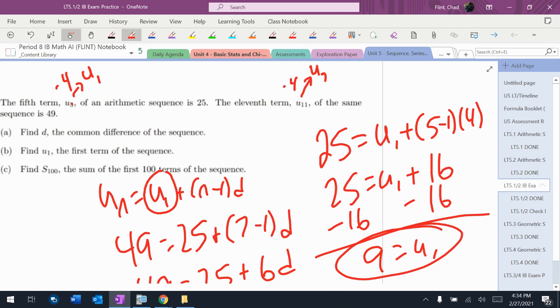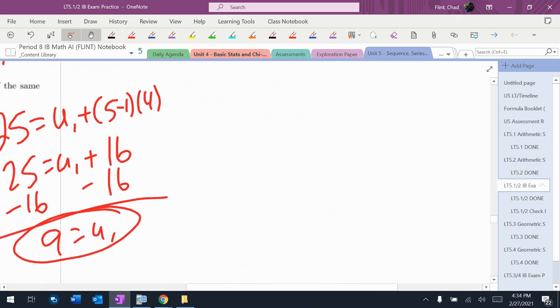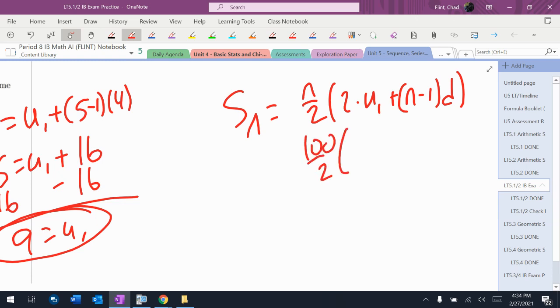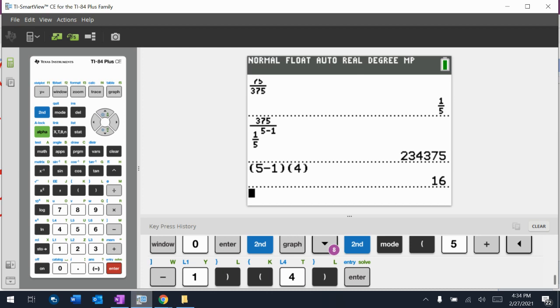So U1 is 9, and then it says find S100, the first 100 terms. So S of n equals, and I don't know the 100th term, so I can't use the second formula. I have to use the first one. So it's n over 2, 2 times U1 plus n minus 1 times D. So it's 100 over 2, 2 times 9 plus 100 minus 1 times 4. So that's going into the calculator, and it'll give me my answer.